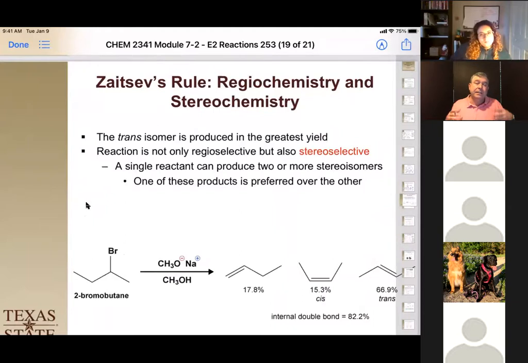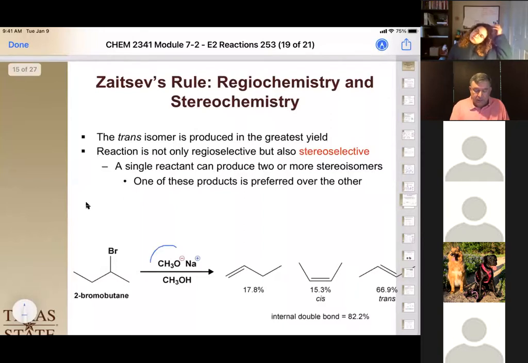The reaction is not only regioselective, meaning it's going to preferentially form the more substituted alkene, but it's also going to be stereoselective. It's even going to form the more thermodynamically stable one. So let's look at that.